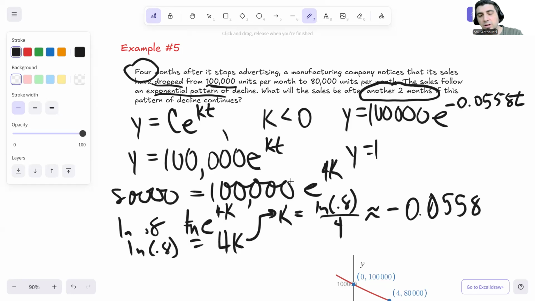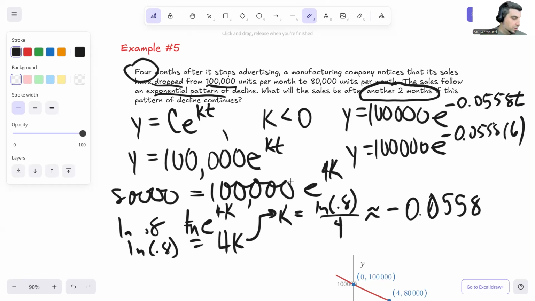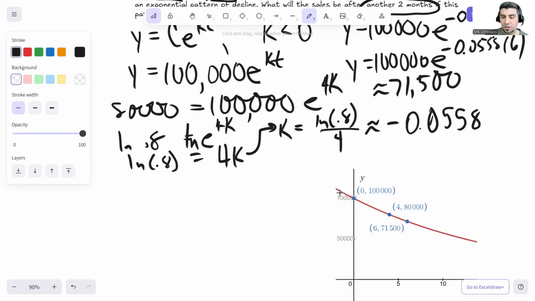So Y equals 100,000 e to the negative 0.0558 times 6 for that one. And what we would get is approximately 71,500 would be its sales there. And here's just a graph of the situation for us there.